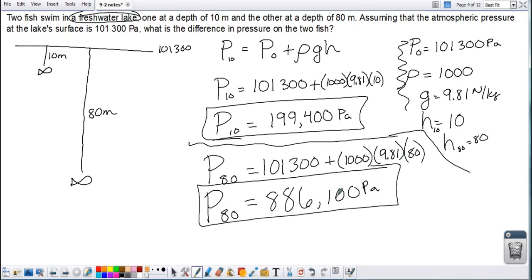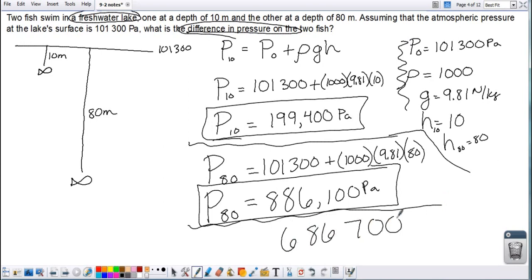It asks, what is the difference in pressure? Well, the difference in pressure means subtract the two. So 886,100 minus 199,400 is 686,700 pascals, and that is our difference in pressure.